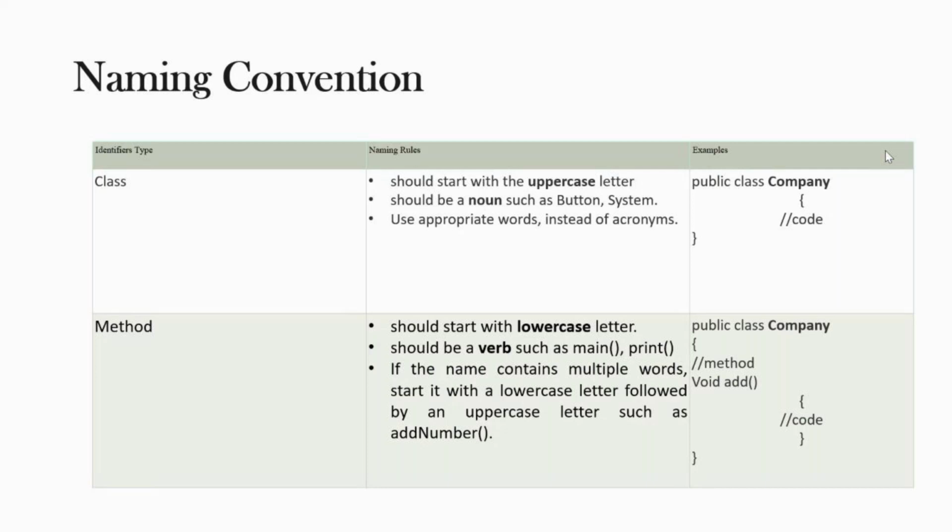Why I'm saying this is because in subsequent sessions we will see when you can use adjectives and verbs and all. So a noun will clearly say it is a class name. Next thing is method. It should start with a lowercase letter. I've shown that example also, the main method and all, it will be in lowercase. It should be a verb such as main, print and all. If the name contains multiple words, then start with lowercase followed by an uppercase. So let's see what this is. We will see how we can do these classes and methods in today's session.